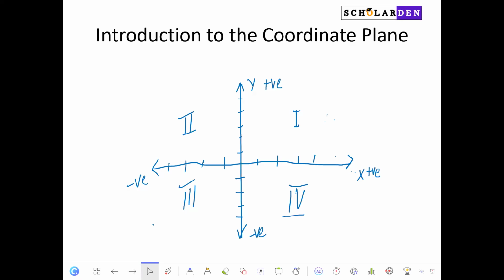Why these are important is because when we are plotting any number on the Cartesian plane, it helps to understand where that number lies within the quadrants. For example, as I mentioned earlier, going towards the right you have the positive values for the x-axis, and going upwards along the y-axis you have the positive values for y.